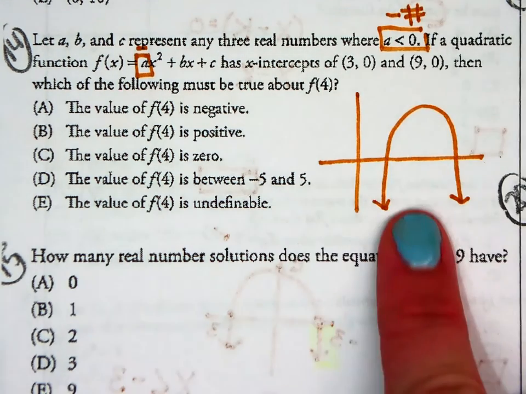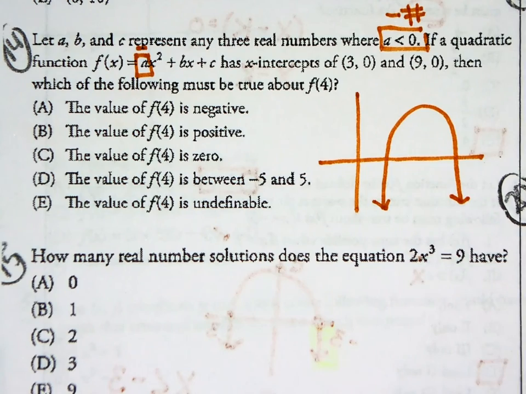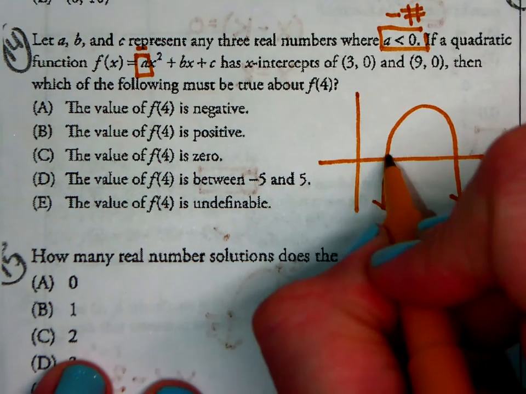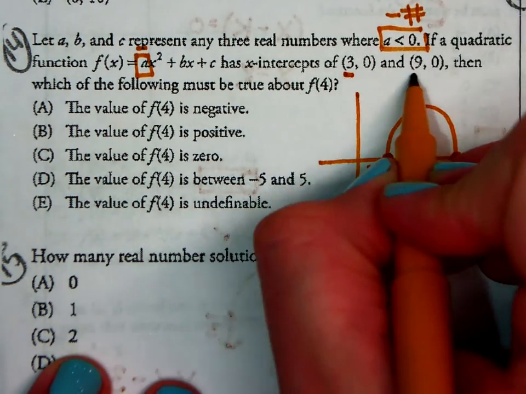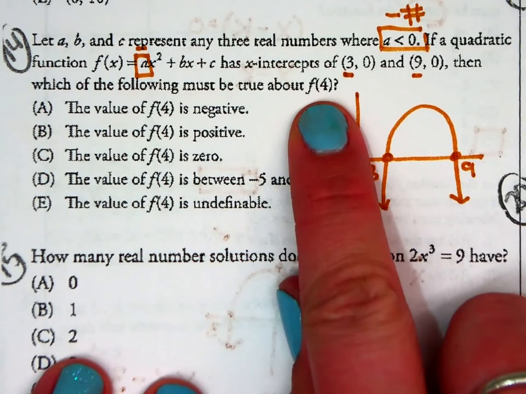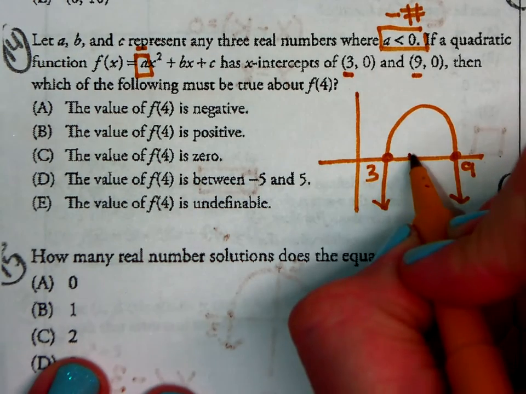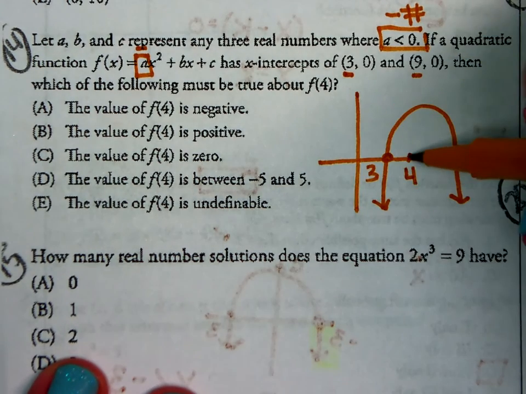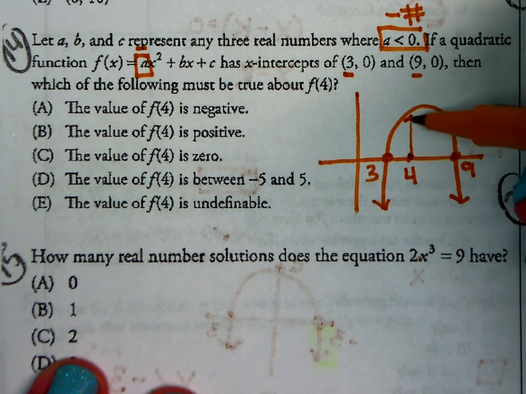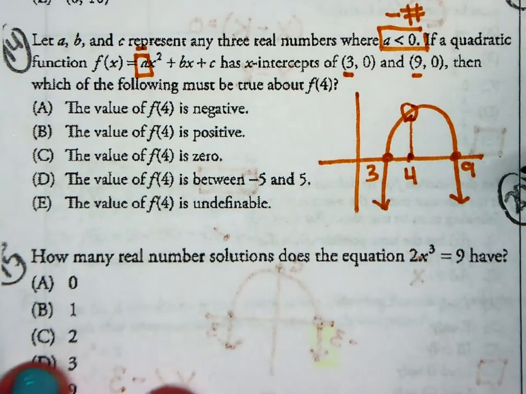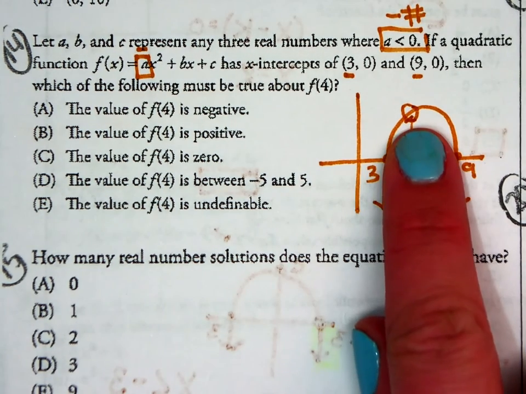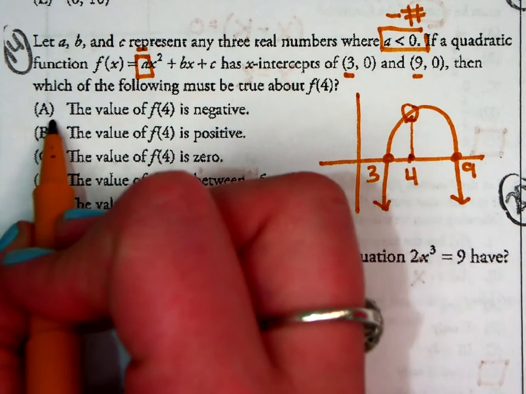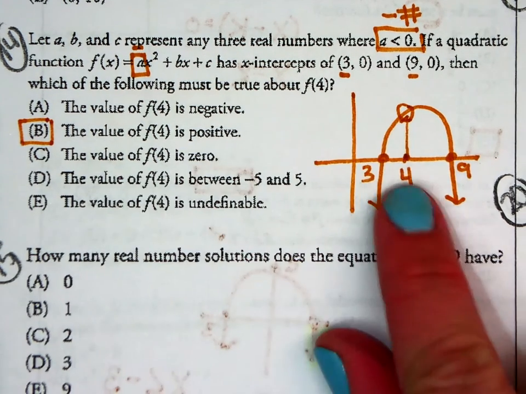The negative flips the parabola over. It's a vertical reflection. So this location is 3, and this location is 9. Those are the zeros. We're looking for f of 4. 4 would be right here. When x is 4, the y value would be somewhere here. We're looking for what is true. Well, this value we know is positive, so the correct answer is B. The value of f of 4 is positive.